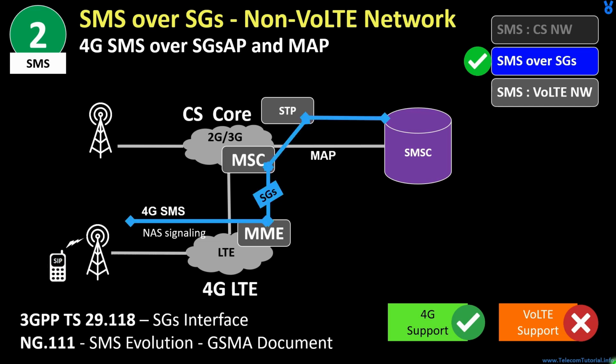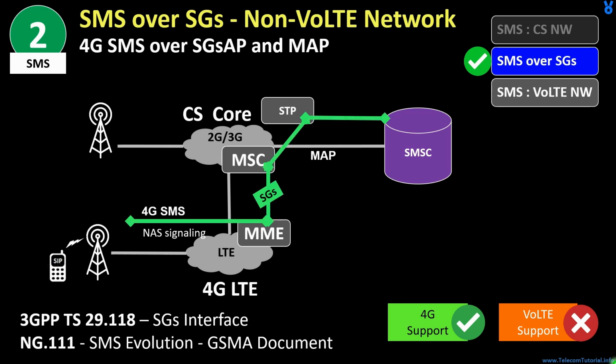Here the 4G enabled UE sends and receives SMS via the CS network using the SGS link between the MME and the MSC. This SGS link again acts as a bridge for providing the telephony services. Well, one point to be noted here specifically, in this particular SMS, the UE doesn't fall back to the legacy 2G 3G network.